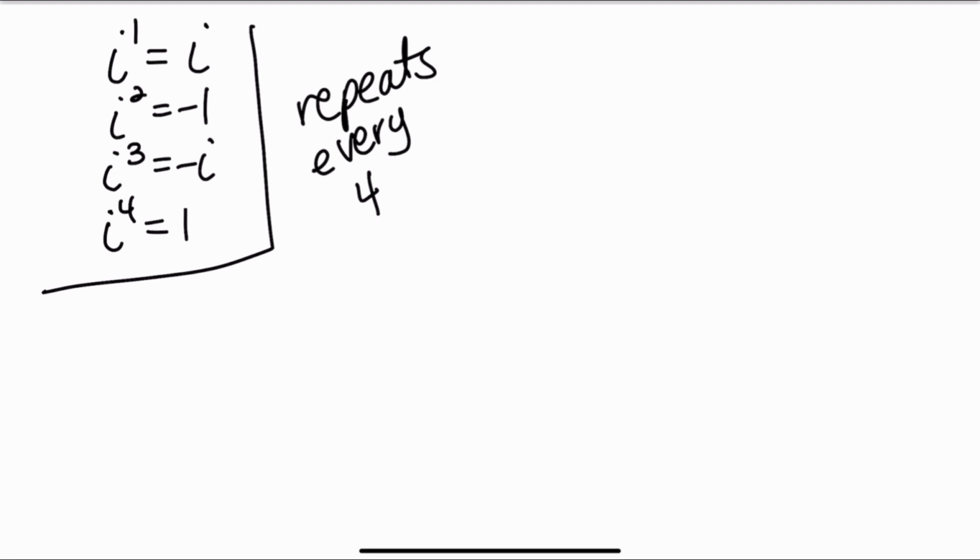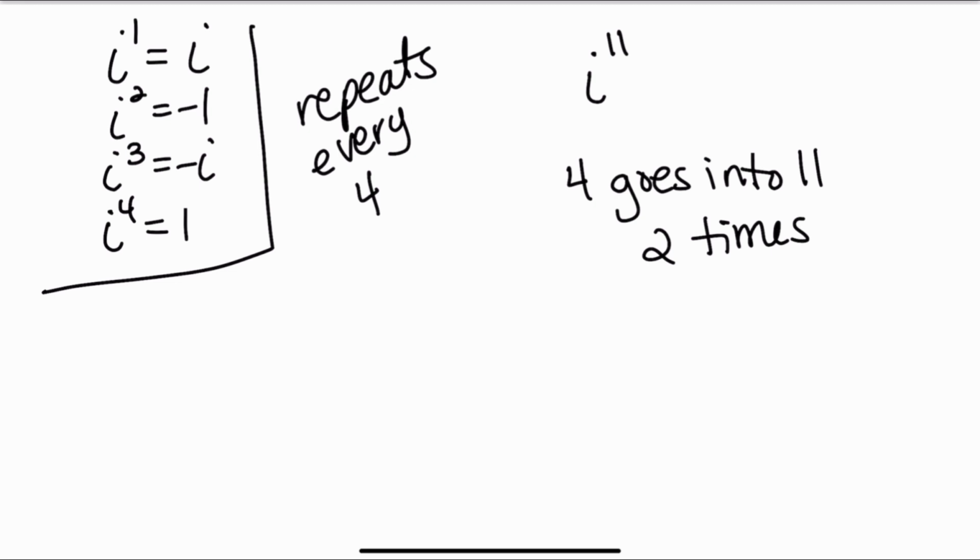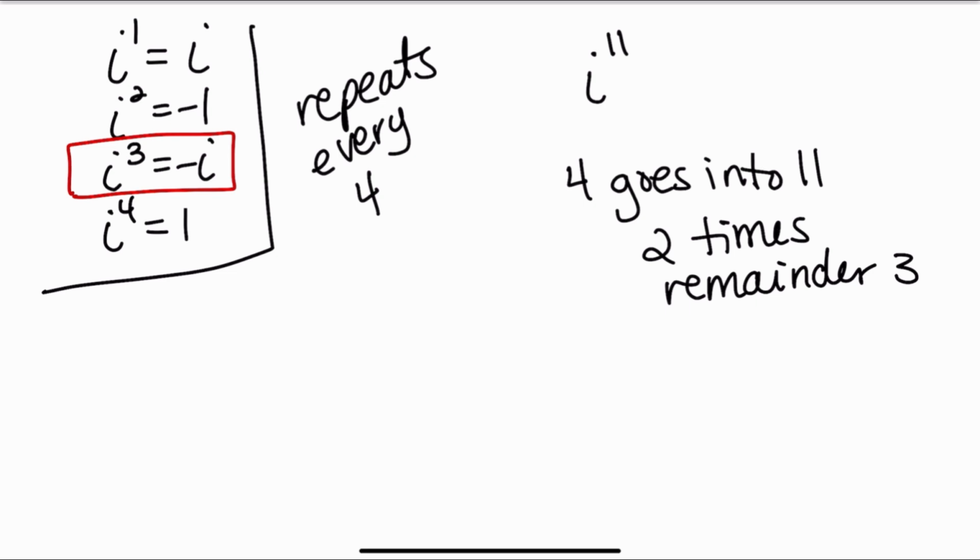Because this pattern repeats itself every 4 times, when you get a bigger number, like i to the 11th power, one of the things that you can do is ask yourself, how many times does 4 go into 11? 4 goes into 11 2 times. 4 times 2 is 8. Remainder 3. And what we care about is this remainder. Because we have a remainder of 3, that means it's going to end up just like i to the third power. So that means that this simplifies as negative i.